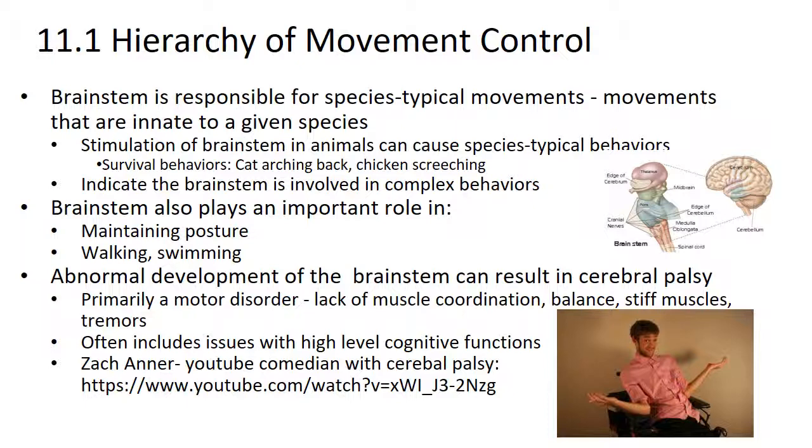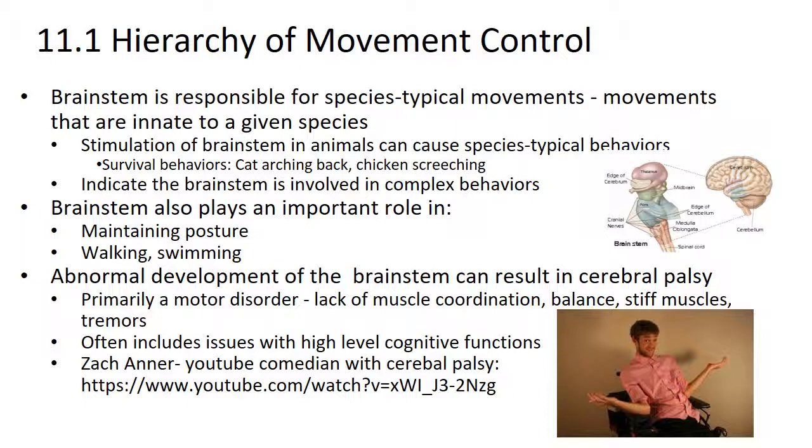The brainstem is also involved in motor activity. It is responsible for really basic, innate movement that has been part of a species' motor vocabulary for a long time throughout evolution. So the stimulation of a brainstem, for example, in a cat can cause the back arching that they do when they're angry or scared. Chickens have a specific way that they screech in response to a threat. So survival behaviors are often innate to a species and mediated by the brainstem.